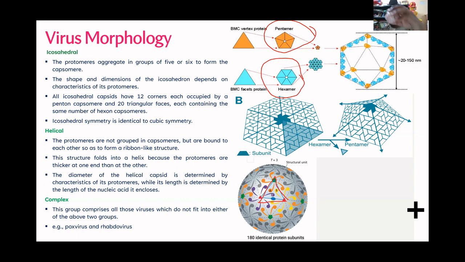Like you can see in this icosahedron, if I come a little nearer, this shape that is showing up here is made up of a penton. And if you want to see a hexagon, if I just invert it, you can see a hexagonal shape here. This is called a hexagonal capsomere.